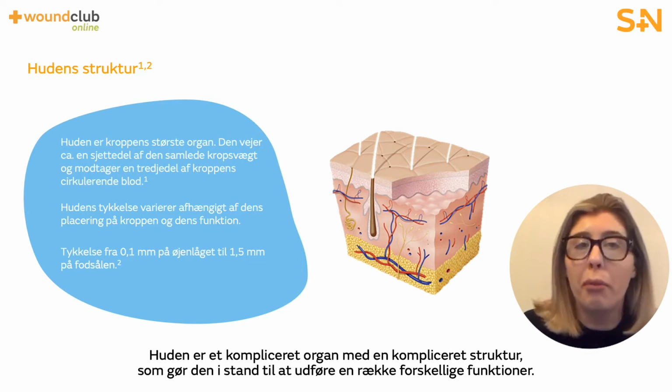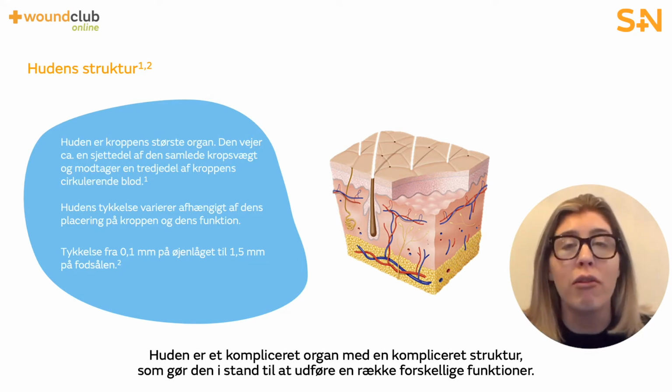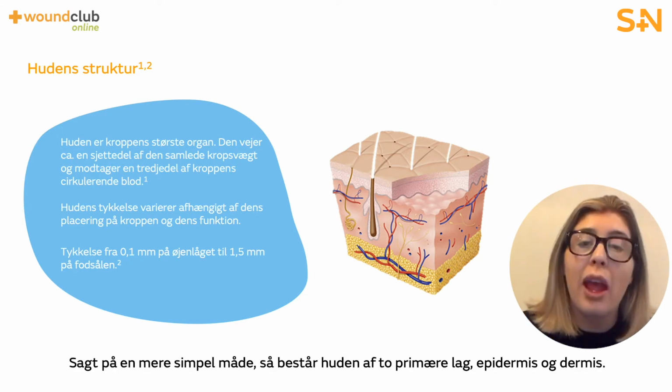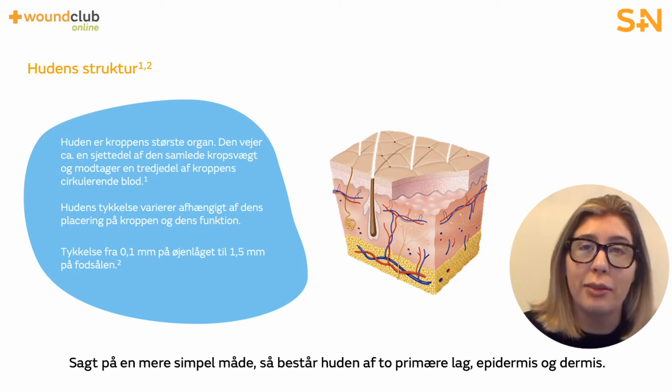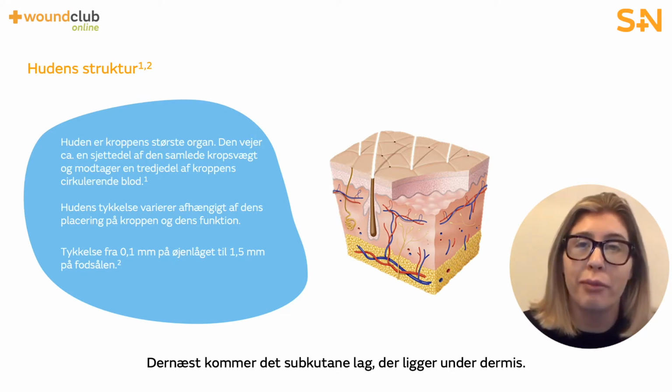Now, the skin is a complex organ with a complex structure, and that's to allow for the array of functions it carries out. To simplify it, it's comprised of two main layers, the epidermis and the dermis. We also get the subcutaneous layer, which is found below the dermis.